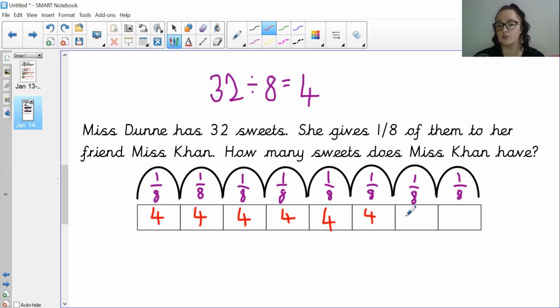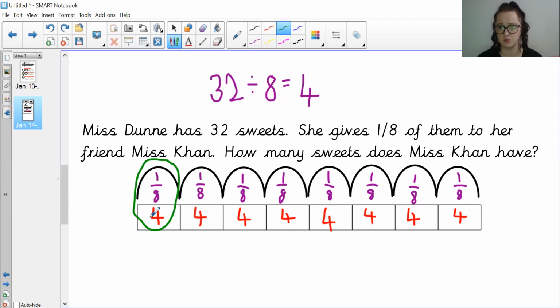So nearly done with this now. If you look at the question, it says that Miss Dunn very kindly gives Miss Khan 1/8 of her sweets. So how many sweets has Miss Dunn actually given to Miss Khan? So we're looking at just 1/8. So let's circle that 1/8. There we go. How many sweets would that be, year 3? It would just be 4 sweets, wouldn't it?